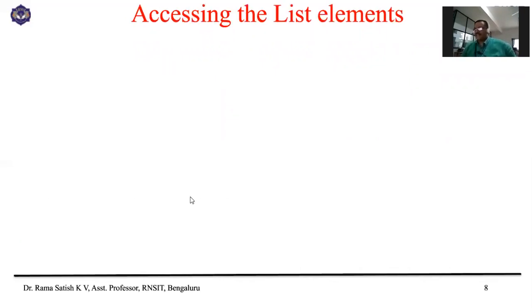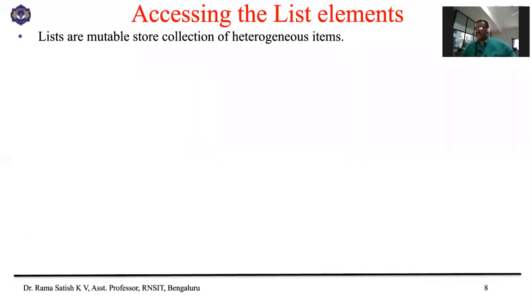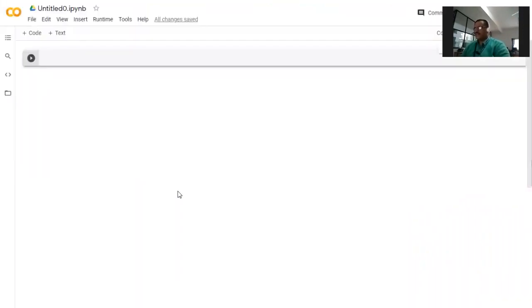Now, accessing the list elements. Moving on to the first one, lists are mutable. This we also discussed. And lists are a collection of heterogeneous elements. What do you mean by this? Suppose I have my list. I just call it my list. My list is equal to Satish, comma, 40, comma, 12.5, comma, I can certainly give True. You can see I'm storing all these elements into a list, my list. Look at that, my list is created.